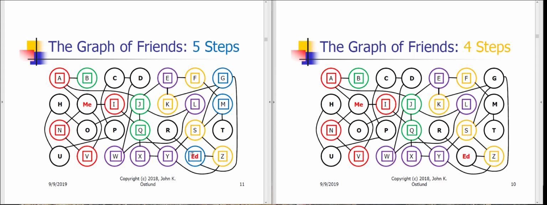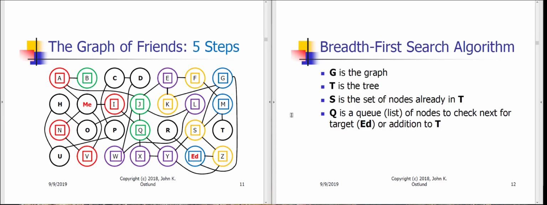So it takes me 5 steps going through this hierarchy of friends to get to Ed, and at that point I'm done. I have found my shortest path. All right, so let's put this into code, more or less. We're going to look at some pseudocode here.